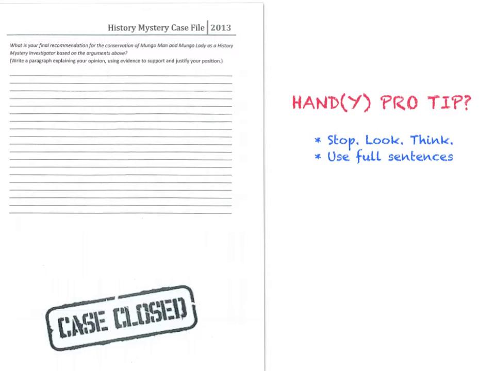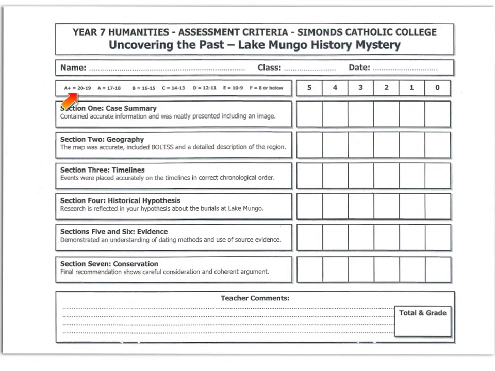All that's left for us to do now is turn over to the back page and have a look at the criteria. So go on, go ahead. With the exception of the incorrect mark bar, which is this bit up here, which you need to ignore, this is what your teachers are going to be marking you on.